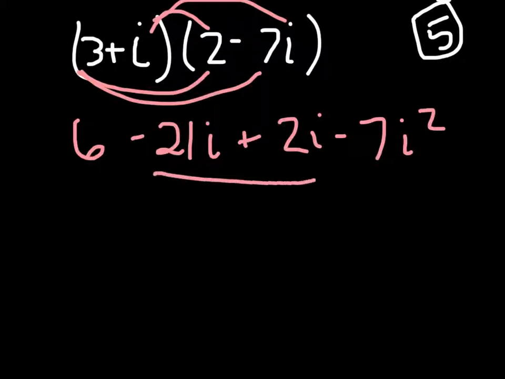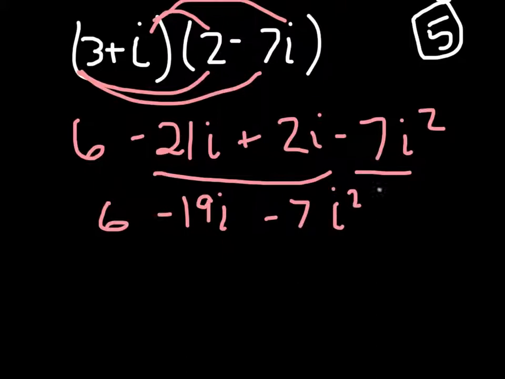You do have your like terms in the middle. You combine them like you normally would with a polynomial, negative 19i. And then you take this guy out on the end. And then i squared now, this guy here, by definition, is negative 1. Anytime you see an i squared, you need to replace it with negative 1. And sometimes it's hidden, like i cubed on that one problem. You have to find those i squareds.